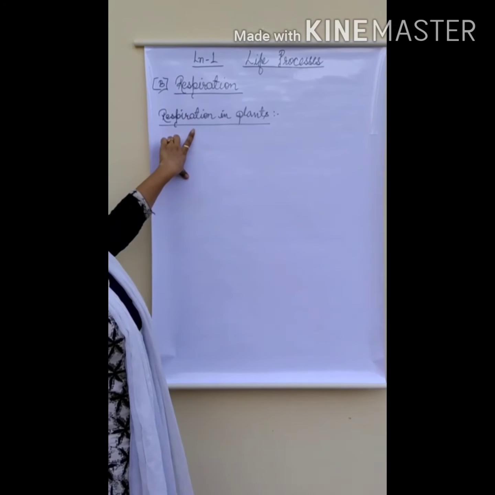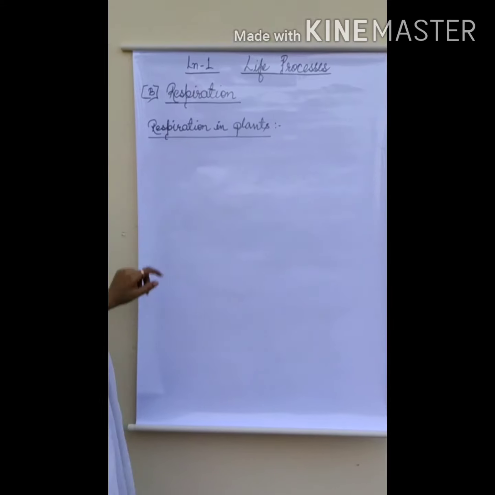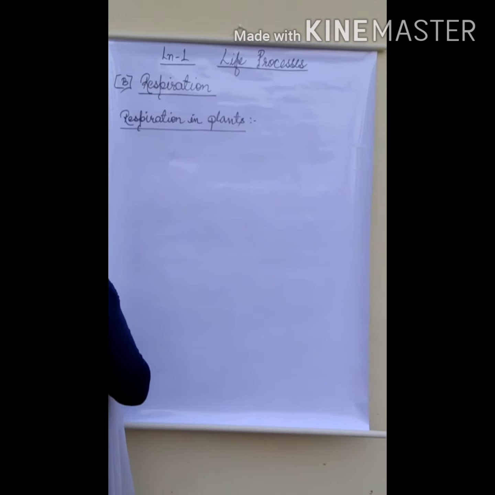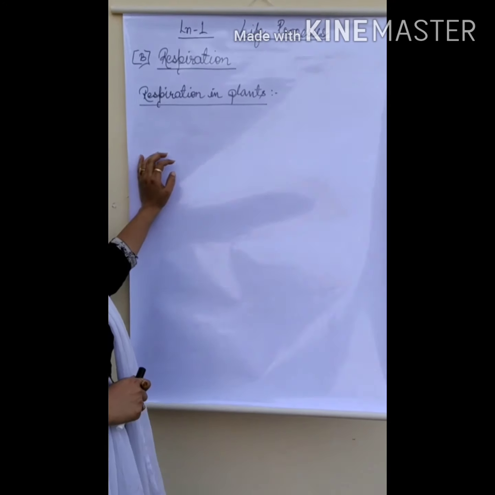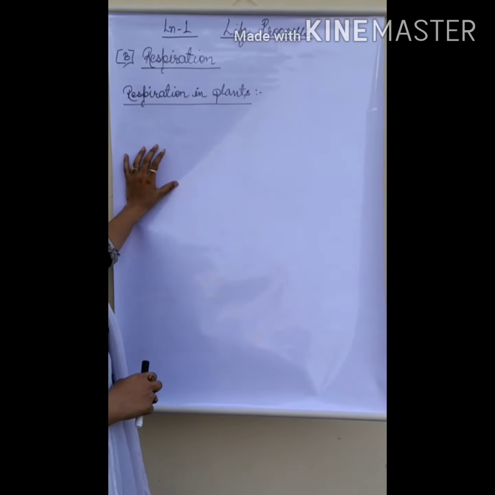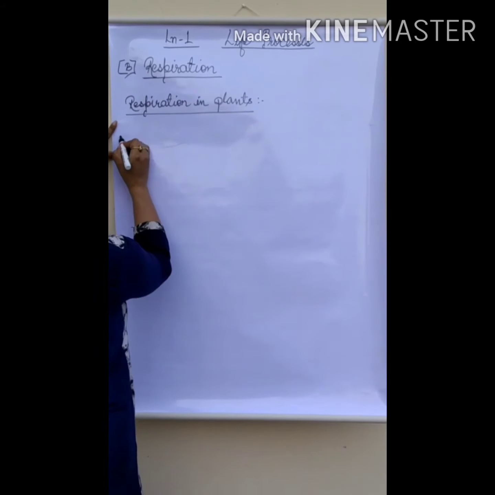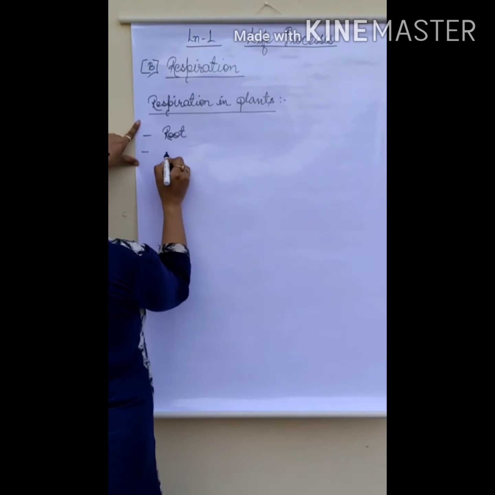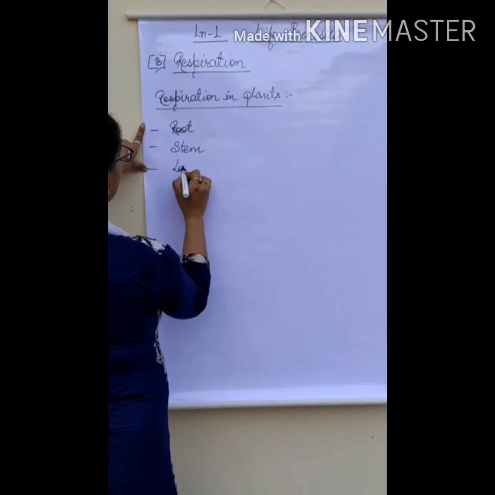We have to study the topic respiration both in animals as well as in plants, right? We start with the plants. When we talk about respiration in plants, they have various body structures like root, stem and leaves, you know it. So there is respiration in roots, respiration in stem and respiration in leaves.